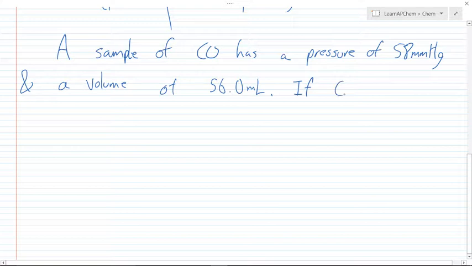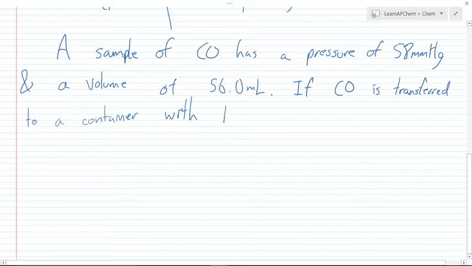If CO is transferred to a container with 1 liter, what is the new pressure? Okay. Alright, so let's think about how we want to approach this problem.